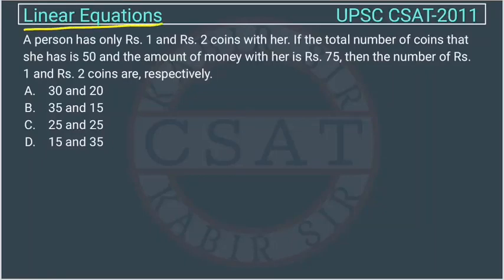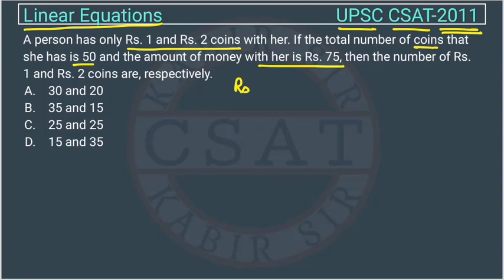This is a linear equation type question asked by UPSC in their CSAT exam of 2011. A person has only rupee 1 and rupee 2 coins with her. If the total number of coins that she has is 50 and the amount of money with her is 75, then the number of rupee 1 and rupee 2 coins are respectively.